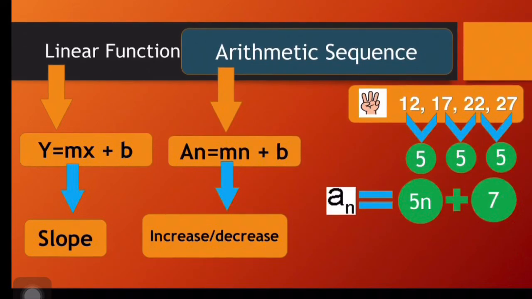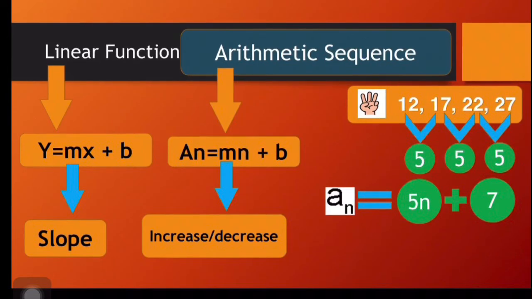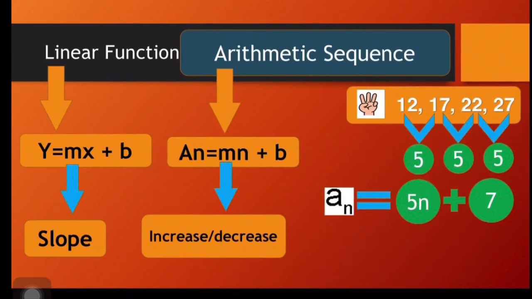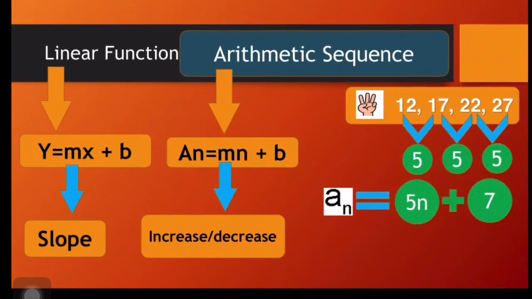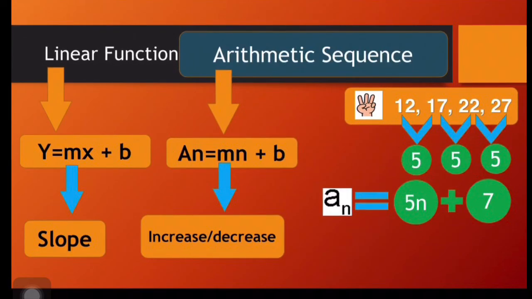Here, b and m are related to the first term, such that m plus b is equal to a sub 1, or the first term. Since our first term is 12 and m is equal to 5, we subtracted 5 from 12, so we have 7. The value of b is 7.